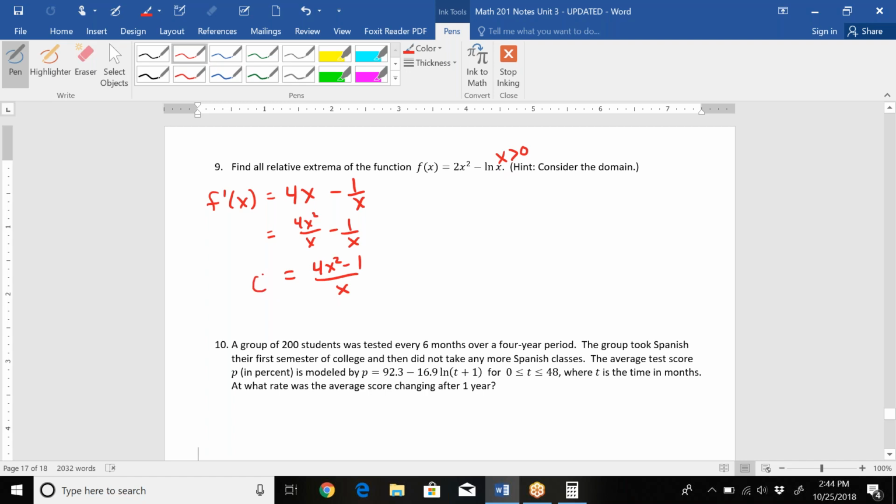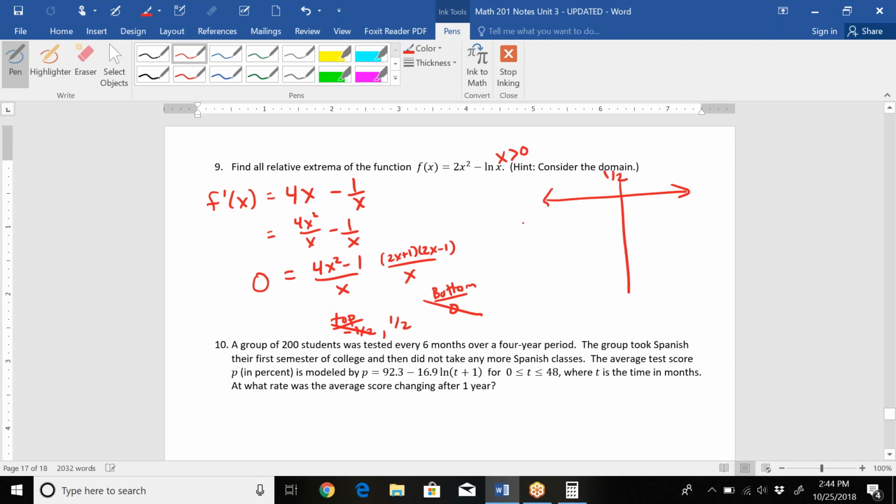So if we set that equal to 0, this is a 2x plus 1 and a 2x minus 1 over an x. So the top equals 0 when we have either negative 1/2 or 1/2. The bottom equals 0 when x is 0. But because of our domain, we can't consider this one or this one. So it only can be the 1/2. That's the only one that actually exists in the function.